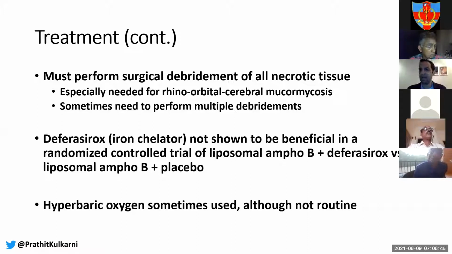And finally, hyperbaric oxygen is sometimes also used. This is not routine and it has not been evaluated in a randomized controlled trial, but some people are using it. I personally have not used it very much, but there's no strong data to support hyperbaric oxygen for treatment of mucormycosis.